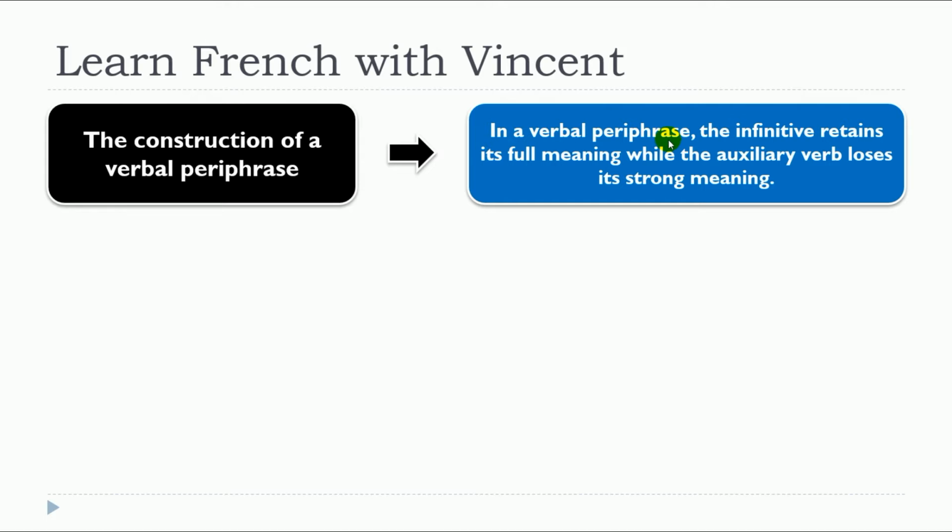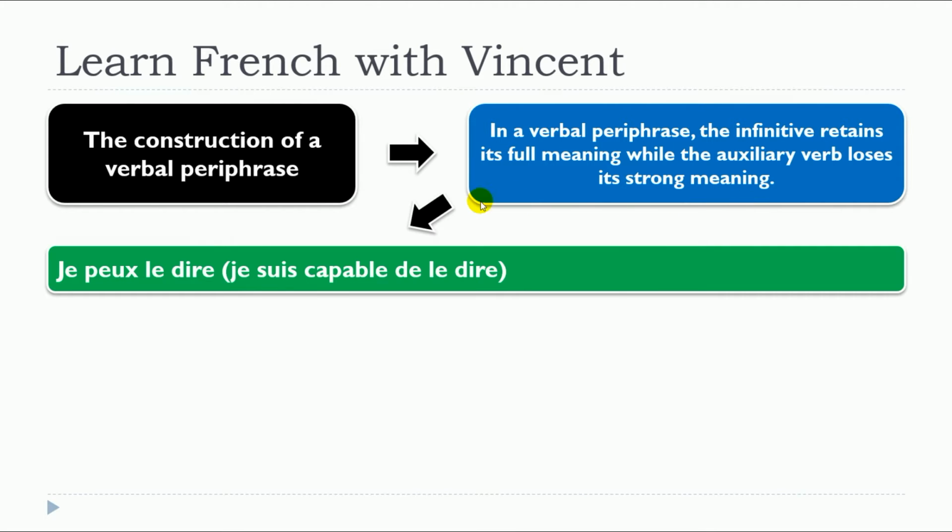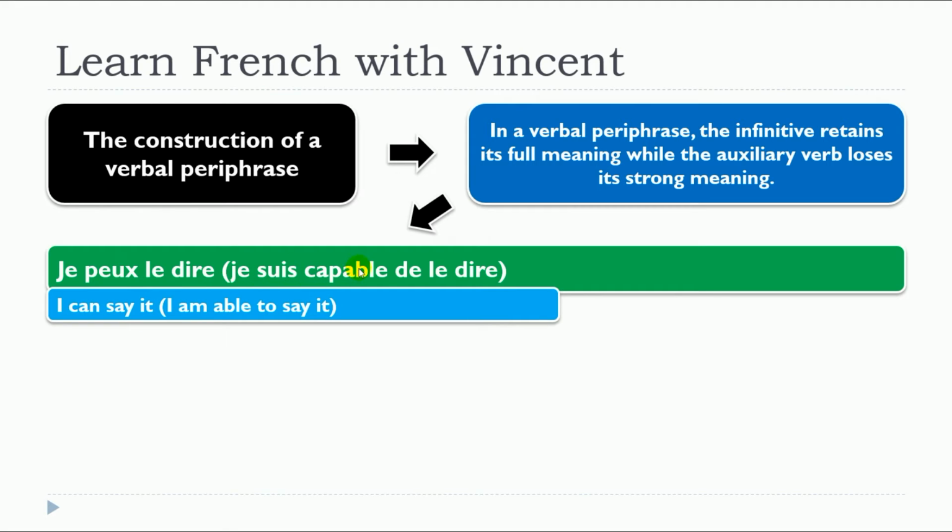In a verbal periphrase, the infinitive retains its full meaning while the auxiliary verb loses its strong meaning. So let's have a look at the first one, for instance. Je peux le dire. And it means je suis capable de le dire.